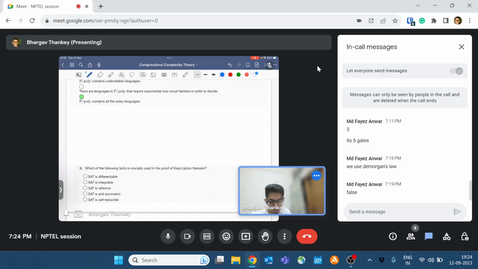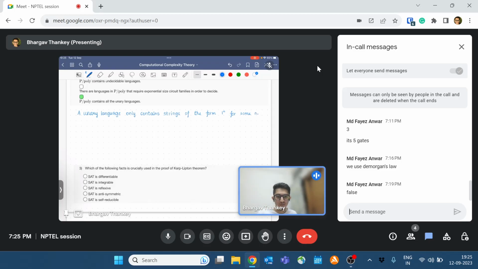Okay, so a unary language only contains strings of the form 1 to the n for some n. Okay, so this is the definition of unary language.